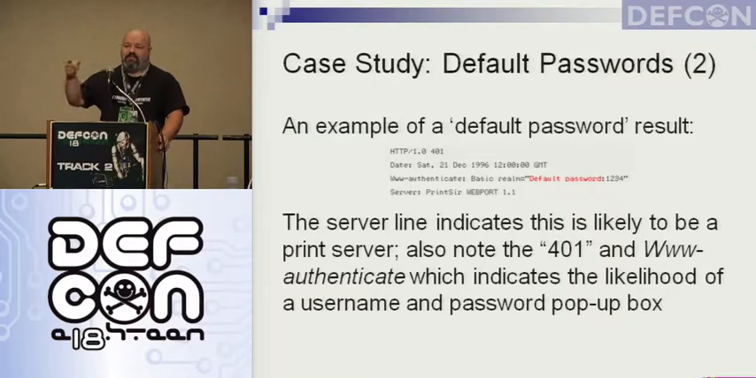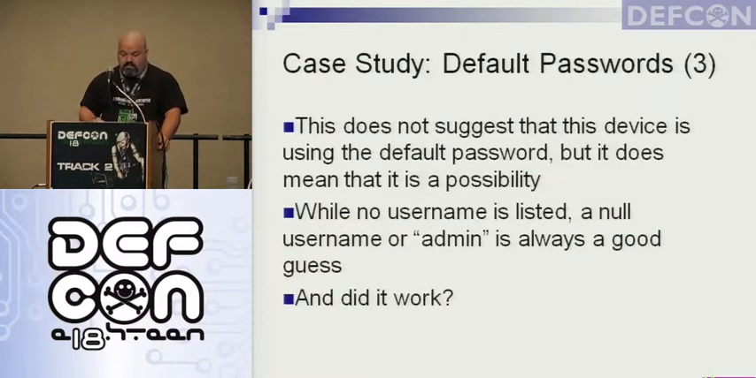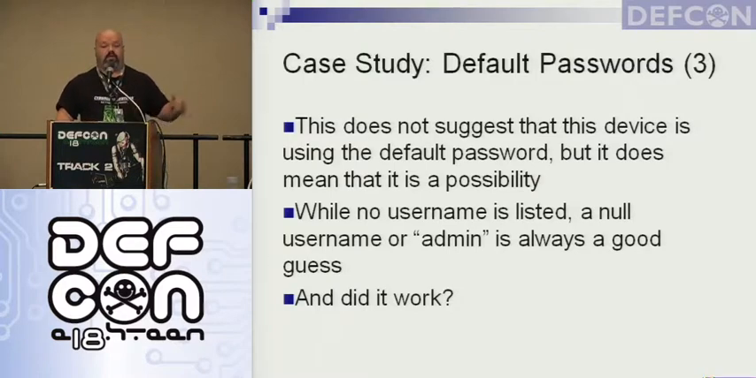So this is the absolute first one I found. It's a 401. It has a WWW-Authenticate, basic realm, default password 1234, print server web port. It's a web interface for a printer. So we're probably going to get a pop-up box, right? It doesn't mean it's using the default password, but it's a possibility. But we know that the default password is 1234. What about the username? Well, there's none listed.